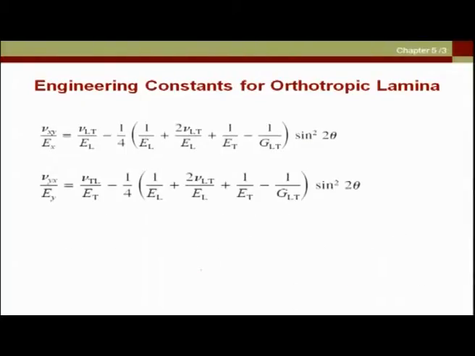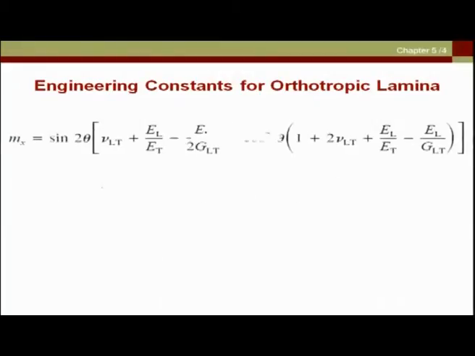Next, look at Poisson ratios, and once again when theta equals 0, then nu xy equals nu LT, and when theta equals 90 degrees, then once again sine square 2 theta becomes 0, then nu yx becomes nu TL, and so on and so forth.